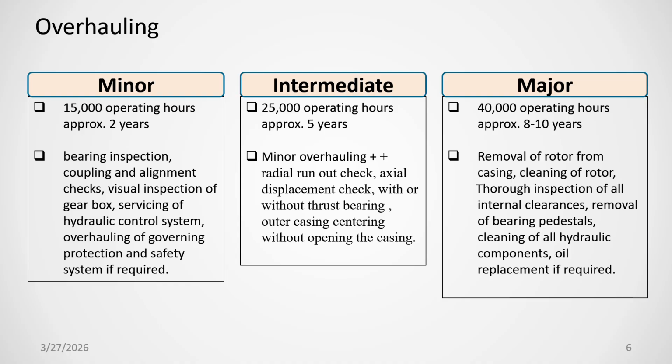In the major overhauling, what we are going to do is remove the rotor from the casing, clean the rotor with grit blasting, and do a thorough inspection of all internal clearances, inspecting all guide blade carriers, rotor blades, etc. Do the balancing also, check the balancing also. Do the centering, remove the bearing pedestals, and see whether there is any grooving underneath the spherical washers. If grooving is there, then you have to do the machining, remove the groove, and then put the rotor bearing housing back into position.